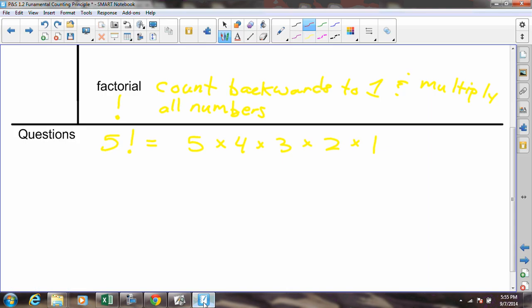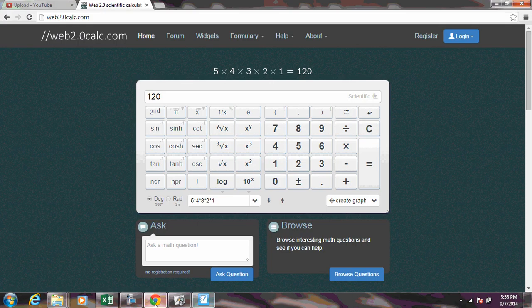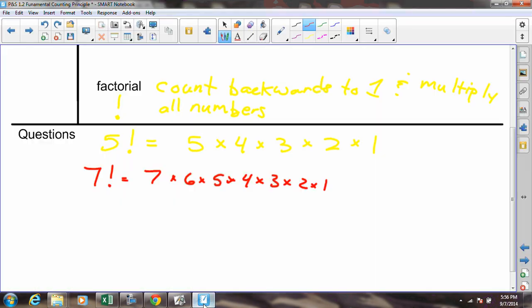Coming back, let's do 7 factorial. That one is 7, 6, 5, 4, 3, 2, 1. We could go back to the calculator to save some time, because these things are so big you don't really want to do them all by hand. It's just really time consuming. So we could say 7, 6, 5, 4, 3, 2, 1 equals, and we have our answer, 5,040. I should write down this one in the yellow, the 120.